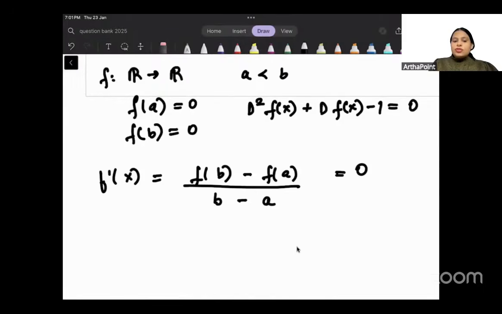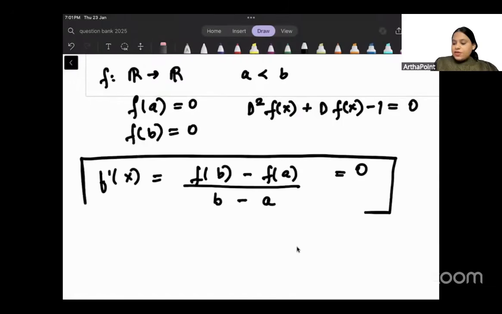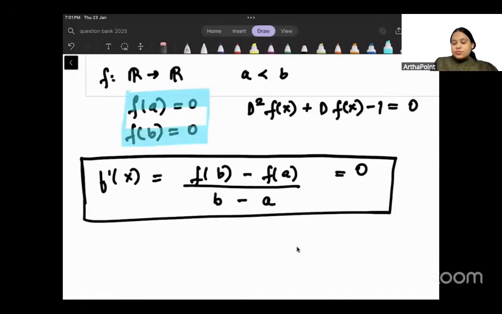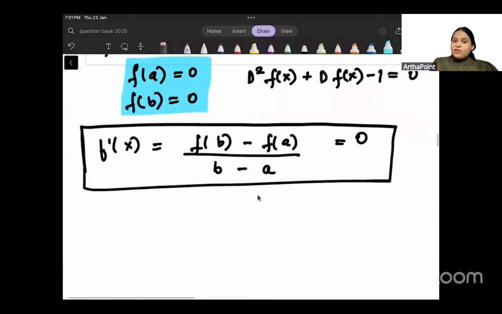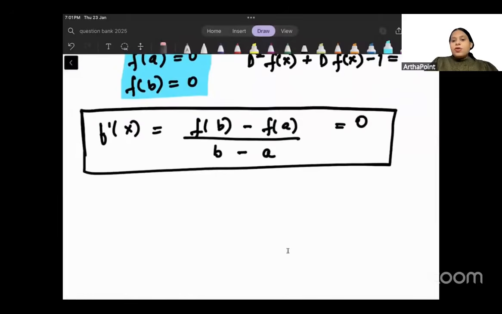Which theorem would this be if I want to write it like this? F dash x equal to f of b minus f of a upon b minus a, given f of a and f of b are 0. Which theorem would this be? Yes, you need to remember what is mean value theorem, what is intermediate value theorem. ये याद रखना जरूरी है. ठीक है? So I am writing f dash x as f of b minus f of a upon b minus a.